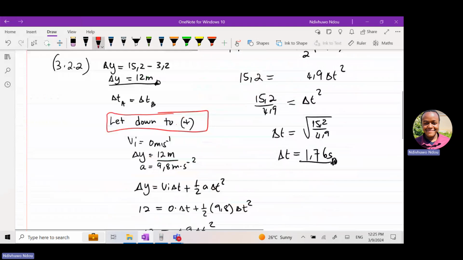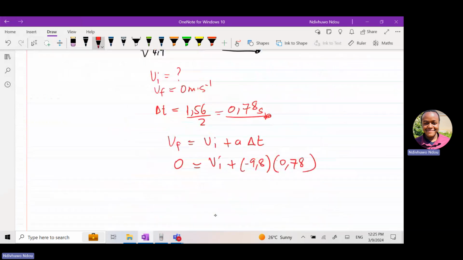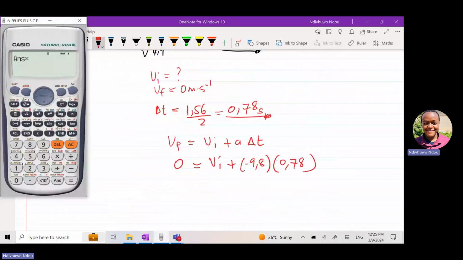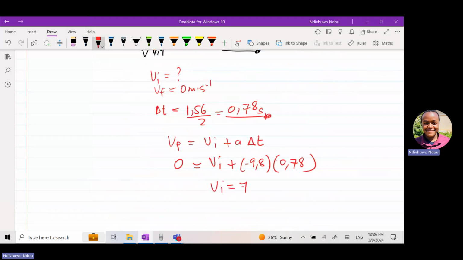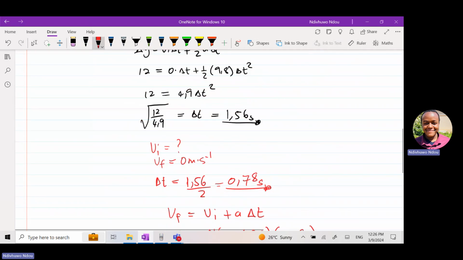0.78 seconds. Okay, so we can put this on the calculator and we see what we get as the initial velocity: minus 9.8 times 0.78. So the answer will be minus 7.64. All right, so the initial velocity is 7.64 meters per second. So this is the magnitude of the initial velocity with which ball B must be projected for it to strike the ground at the same time as ball A.